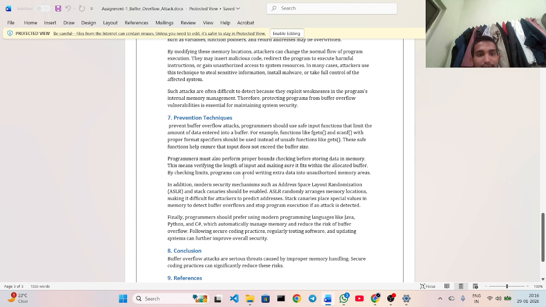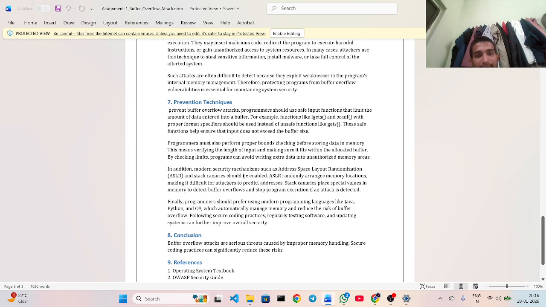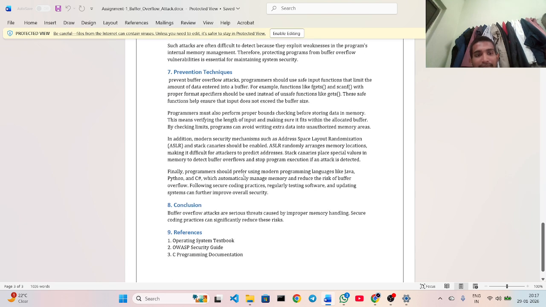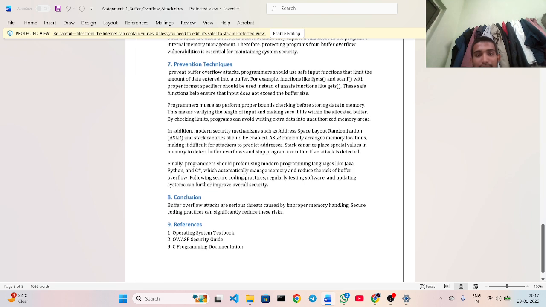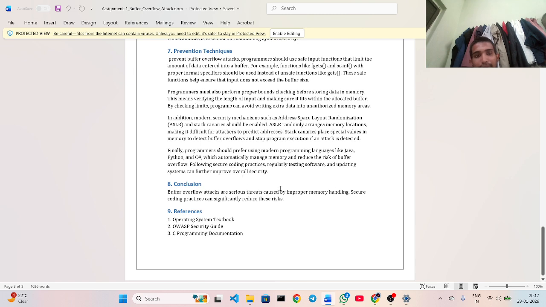Prevention techniques. Programmers must perform proper bounds checking before storing data in memory. This means verifying the length of input and making sure it fits in the allocated buffer. By checking limits, programs can avoid writing extra data into unauthorized memory. Finally, programmers should prefer modern programming languages like Java, Python, or C Sharp, which automatically manage memory and reduce the risk of buffer overflow. Following secure coding practices, regular testing, and software updates can further improve overall security.